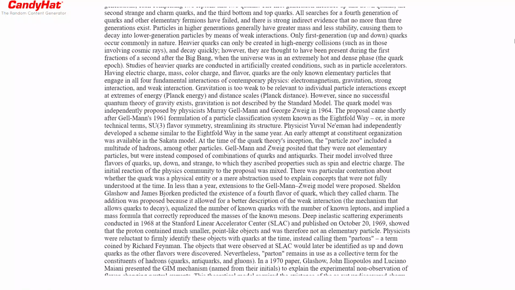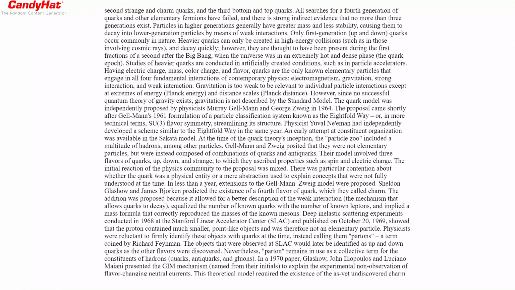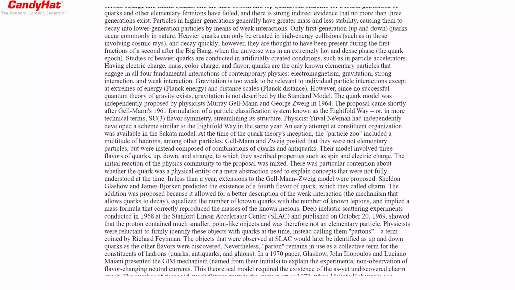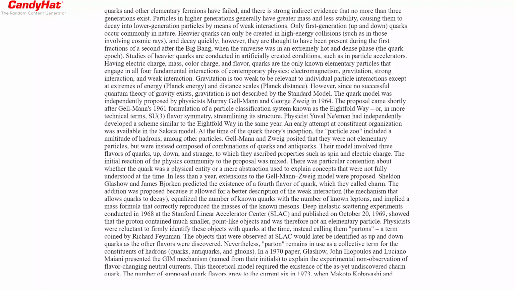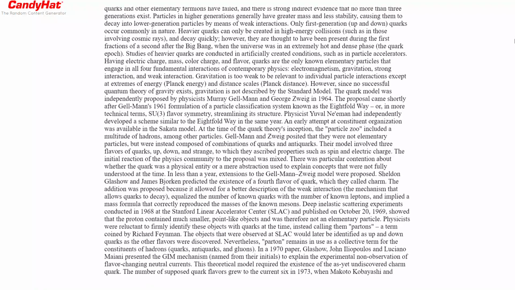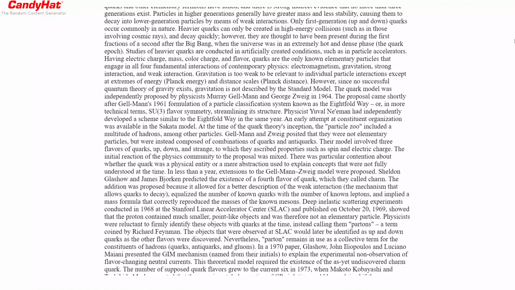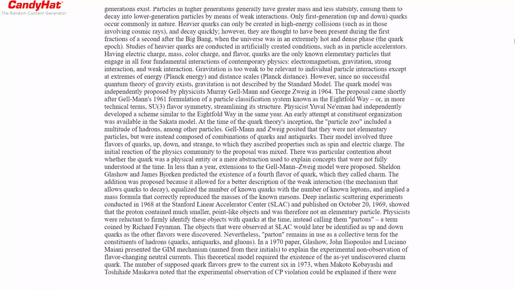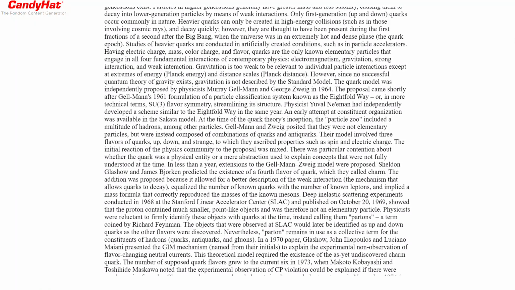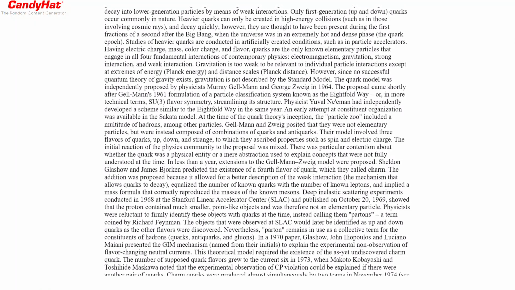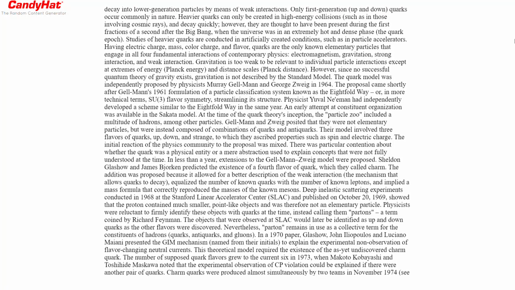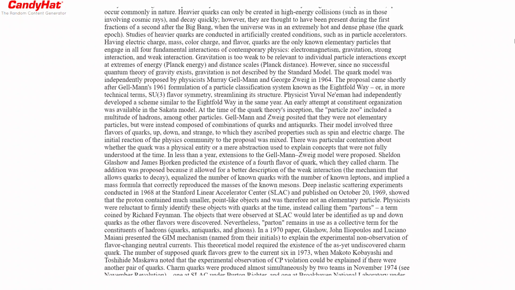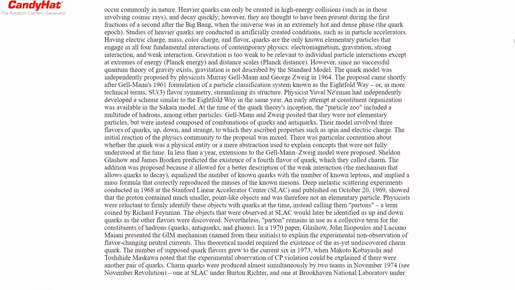In a 1970 paper, Glashow, John Iliopoulos, and Luciano Maiani presented the GIM mechanism, named from their initials, to explain the experimental non-observation of flavor-changing neutral currents. This theoretical model required the existence of the as-yet undiscovered charm quark. The number of supposed quark flavors grew to the current 6 in 1973, when Makoto Kobayashi and Toshihide Maskawa noted that the experimental observation of CP violation could be explained if there were another pair of quarks.